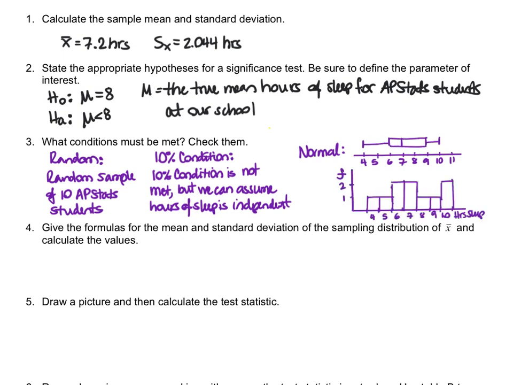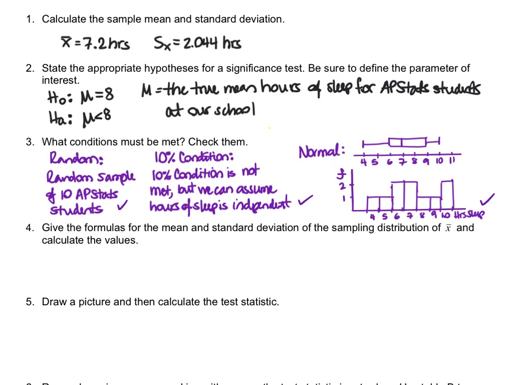So from neither our box plot nor our histogram do we see anything that we need to be concerned about. We can say we have met roughly all 3 conditions and we're ready to move on. Let's take a look at number 4.